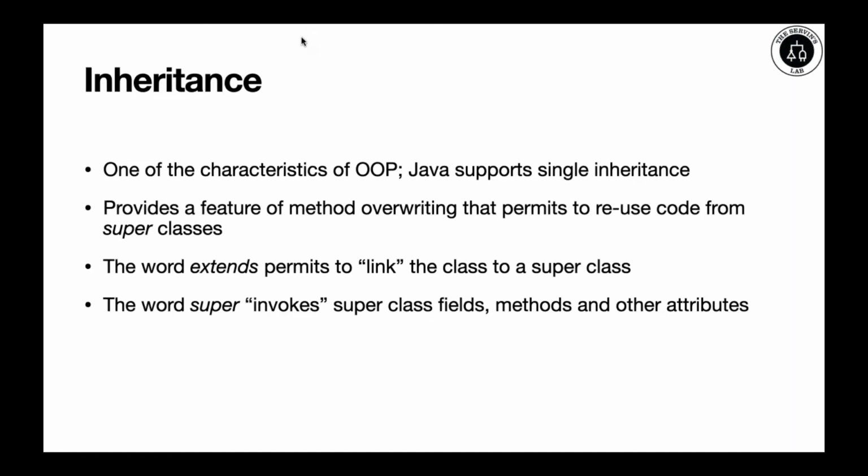Inheritance is probably one of the main features used in industry nowadays because you don't want to start anything from scratch. You want to reuse code and, not only that, adopt it in a consistent and coherent way. We're going to introduce two keywords, extends and super, that only take place in the inheritance stage in object oriented programming. The keyword extends permits linking the class to a superclass, whereas the keyword super invokes superclass fields or methods or other attributes as long as they're not private.